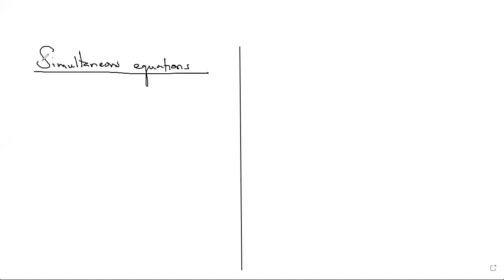Now, there are about three methods that we are going to look at. In the first part of the video, we'll look at the first method, which is the elimination method. In the second part, we look at the substitution method of solving simultaneous equations. And in the third part, we look at a graphical method for solving simultaneous equations. So in this video, we look at the elimination method. There are three methods we'll be looking at: elimination, substitution, and graphical method.